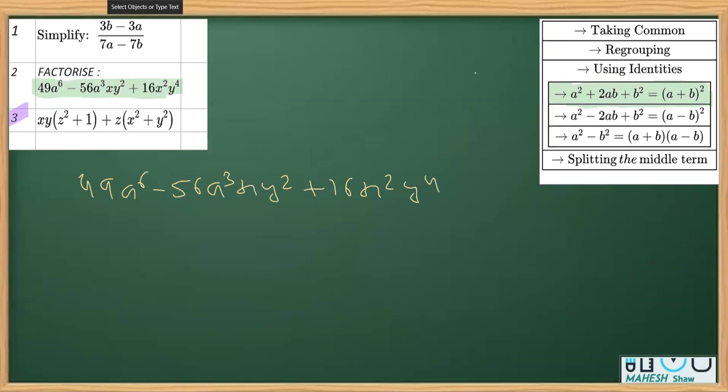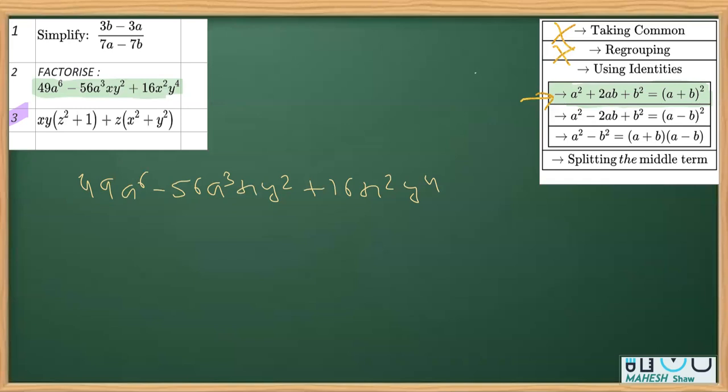Now, the first thing that we always need to check is, is there anything common? Looking into this, we don't find anything common. As you can see, a is there, a is over there, but a is not present over here. And moreover, out of 49, 56, and 16, there is no common factor. So therefore, we look for the identities, as taking common and regrouping is not working. So we'll look for the identity here.